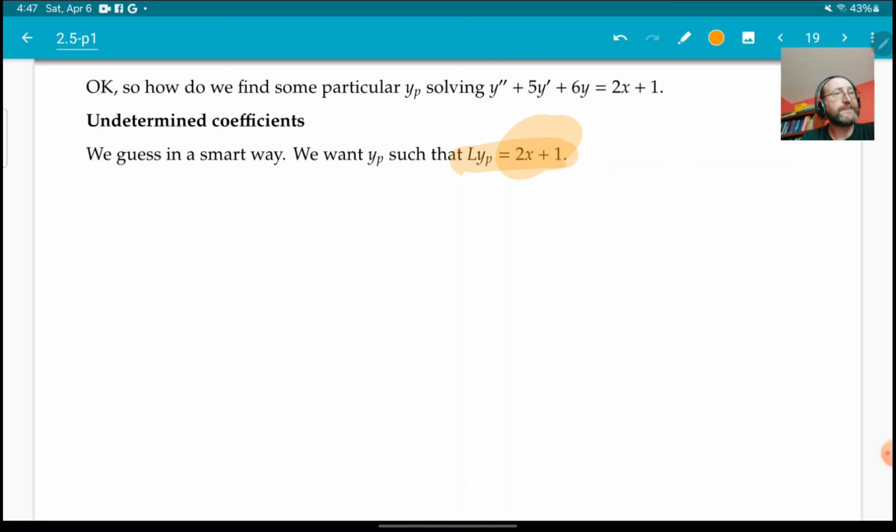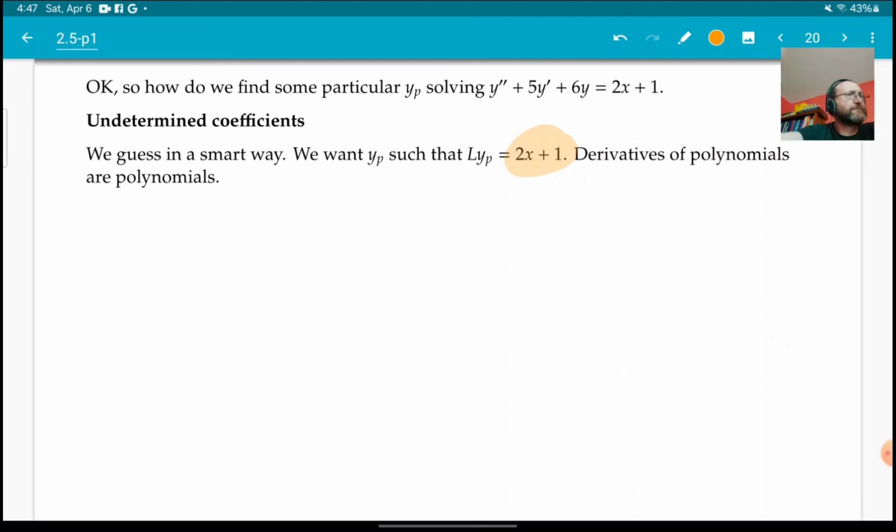2x plus 1 is a polynomial. Derivatives of polynomials are polynomials, and actually the degree never grows. So this is a polynomial of degree 1. If I take a derivative of it, it's 2. If I take another derivative of it, it's 0, and then I keep getting zeros.